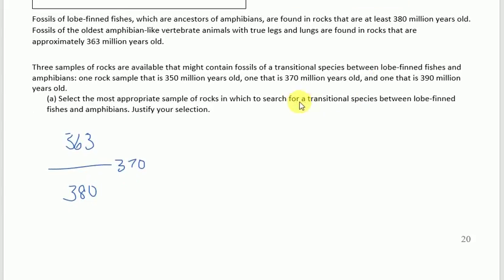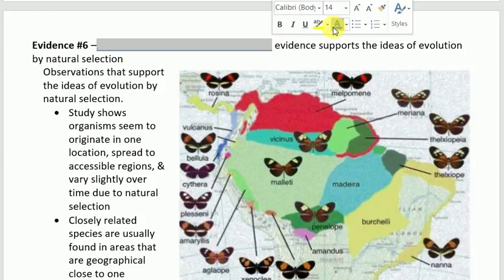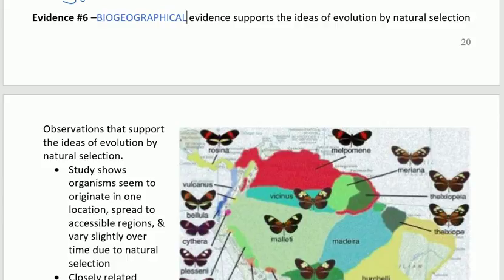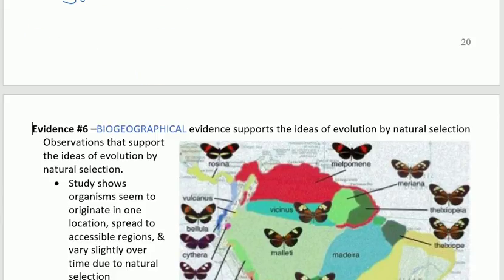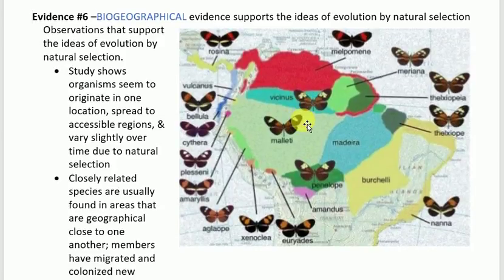Okay, and finally, evidence number 6, we are going to look at the biogeographical evidence. And this supports the idea of evolution by natural selection. So this one's important. Observations that support the idea of natural selection.